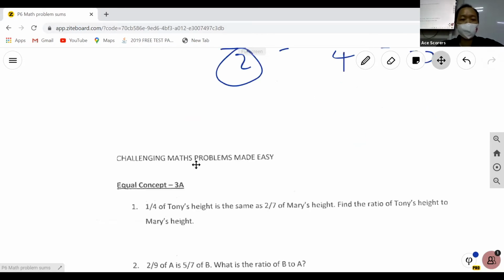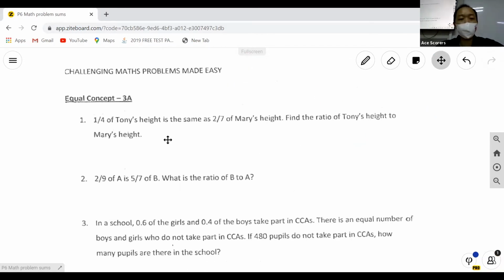So question 1, let me solve this. Okay, so 1/4 of Tony's height is the same as 2/7 of Mary's height. Find the ratio. So the 1, which is the numerator, is referring to the 2, which is Mary's height. So I need to make the numerator the same. Make numerator the same. Okay, why make numerator the same?